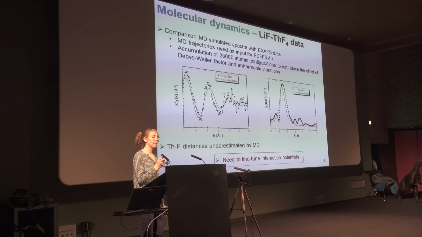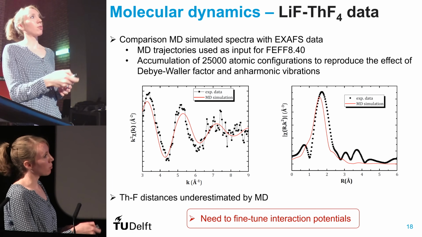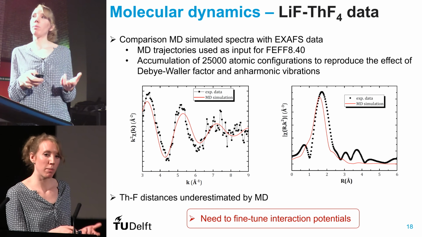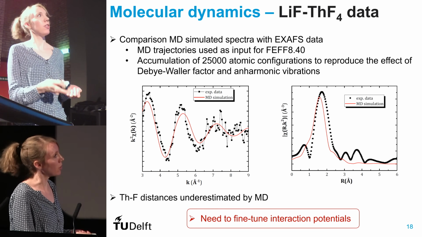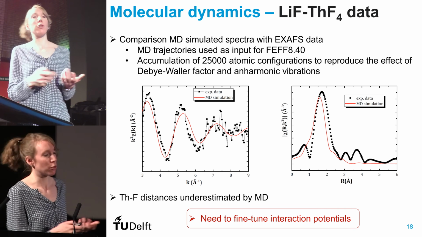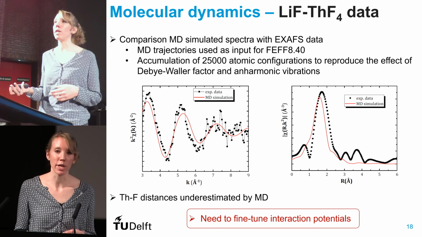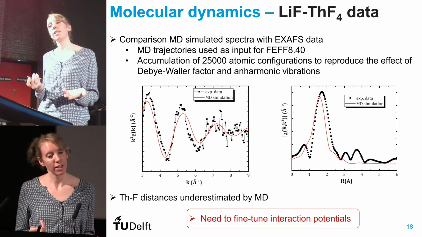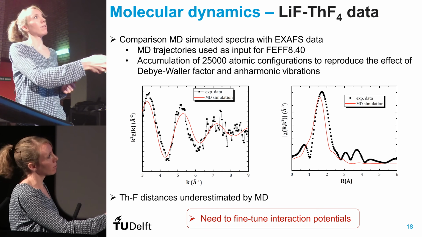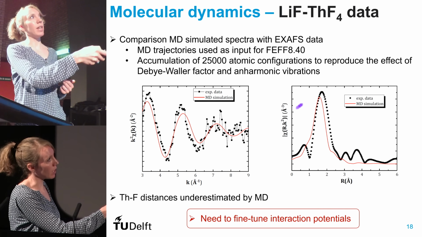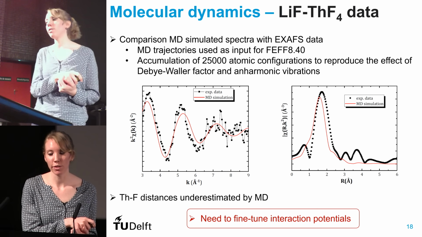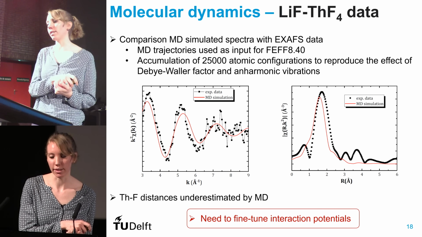To reproduce the thermal disorder in the liquid in the MD simulation, we just accumulate a lot of atomic configurations and we average the results. So this is what we did with the potentials that were published in the literature. And you see again in black our experimental data, and in red the MD output. And you can see it's not so great. We have some differences, and we see that the MD is underestimating the thorium-fluorine distance.